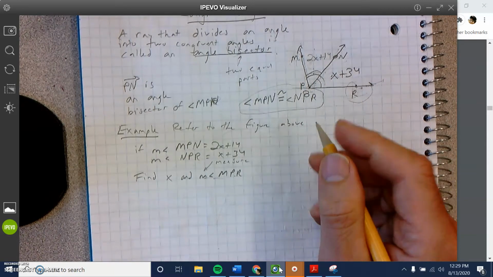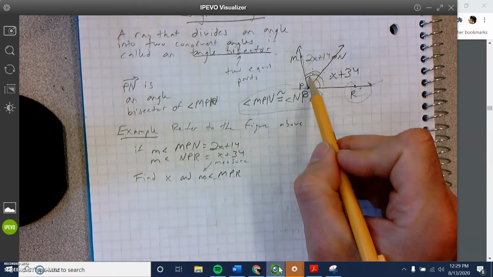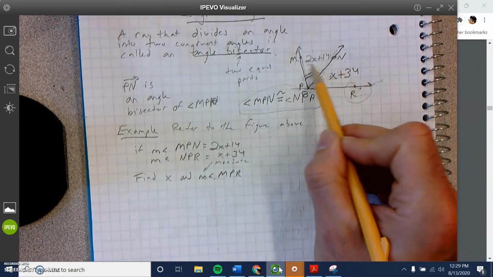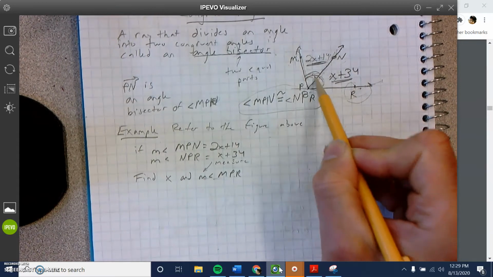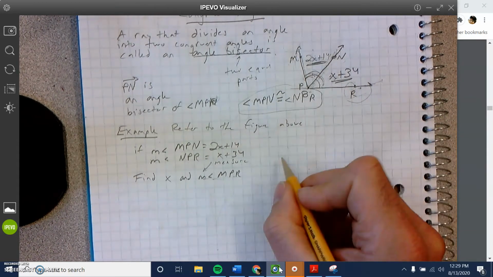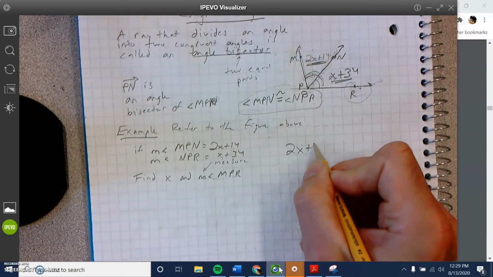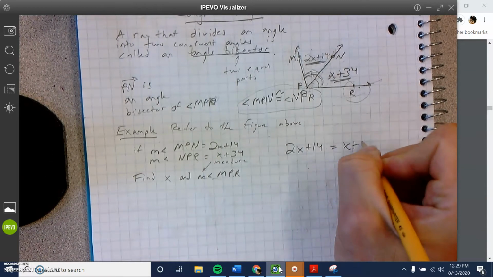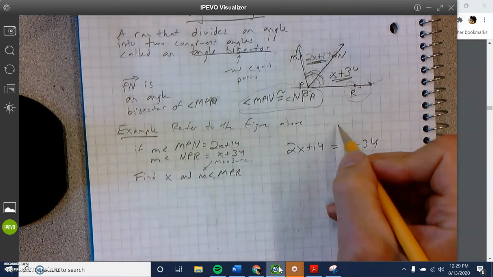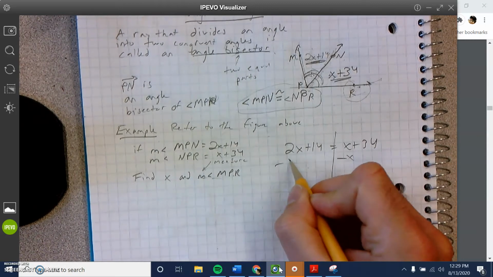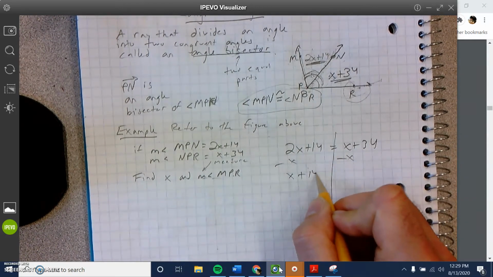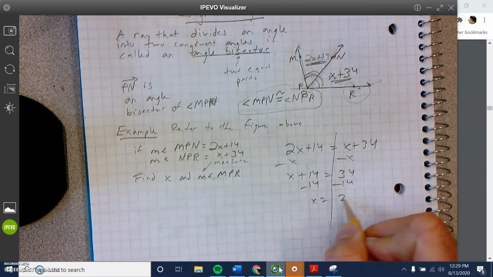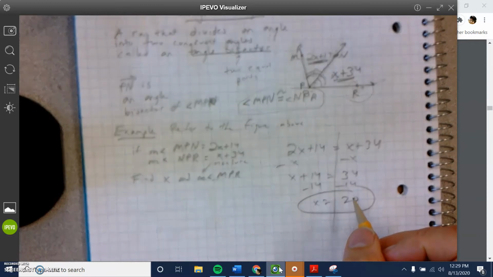All right. So what do we do? Well, since these are congruent, PN is an angle bisector, so that means that this and this should equal the same thing. So I just create an equation. 2x plus 14 is going to equal x plus 34. Boop, and then we solve. Subtract x from both sides. x plus 14 equals 34. 34 minus 14, x equals 20. Are we done?